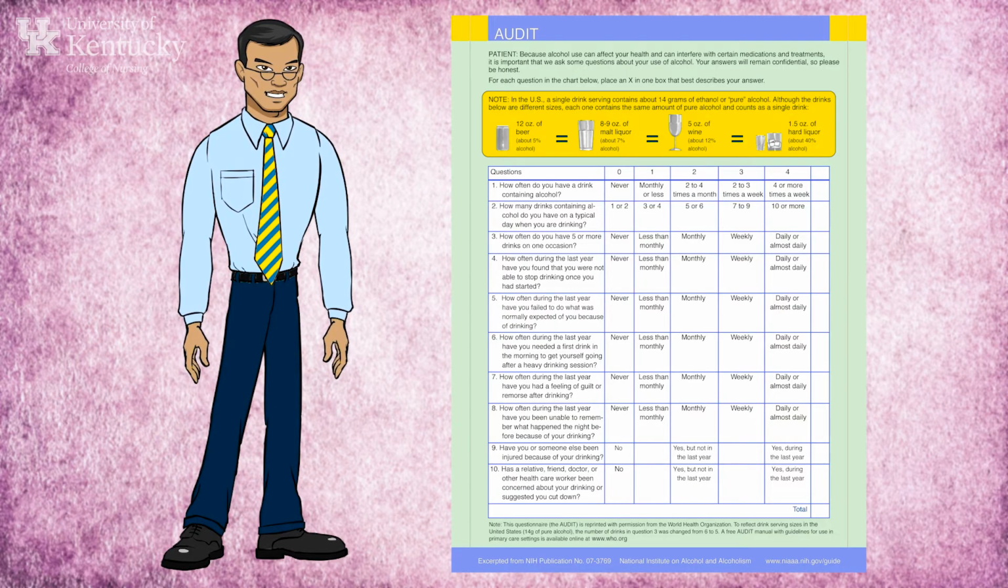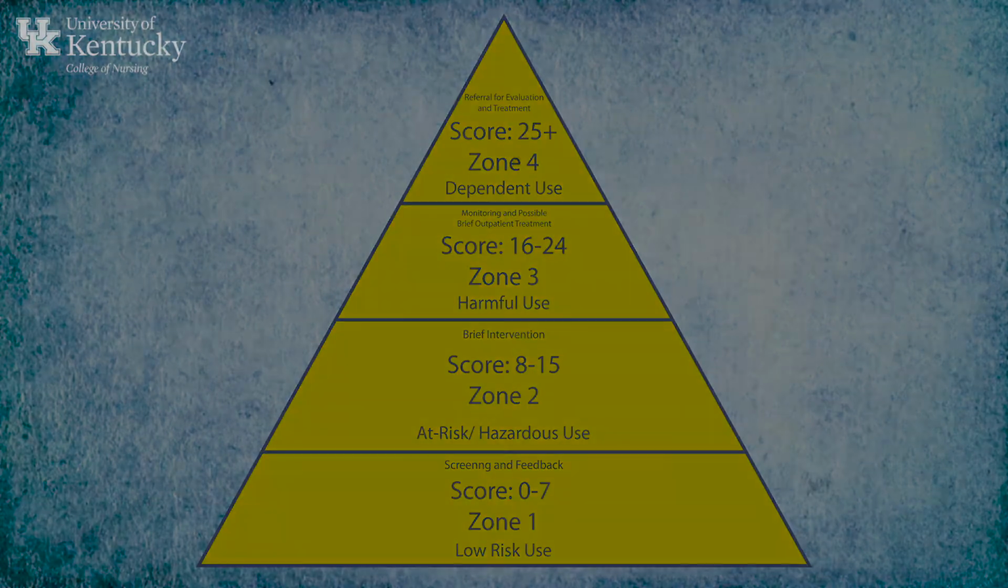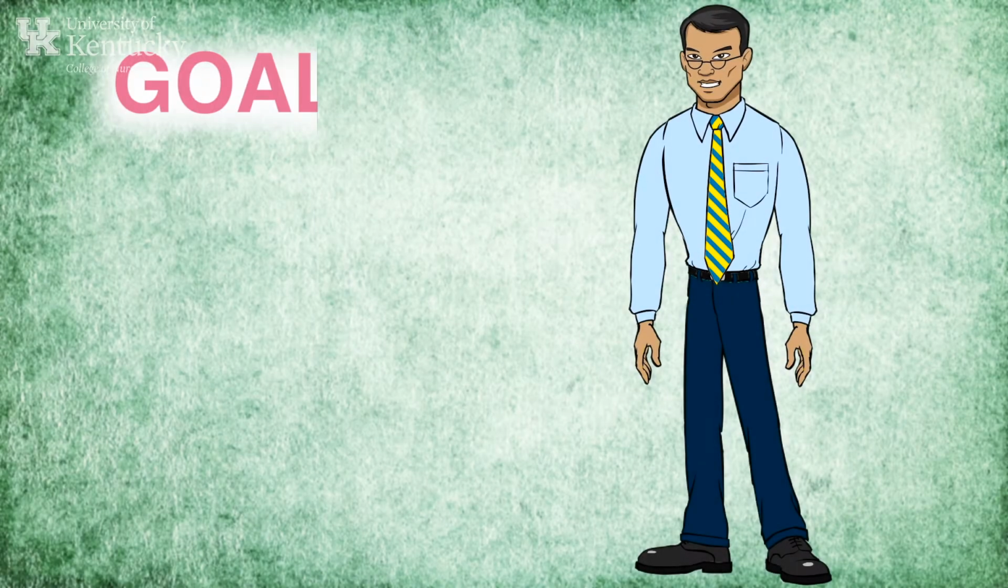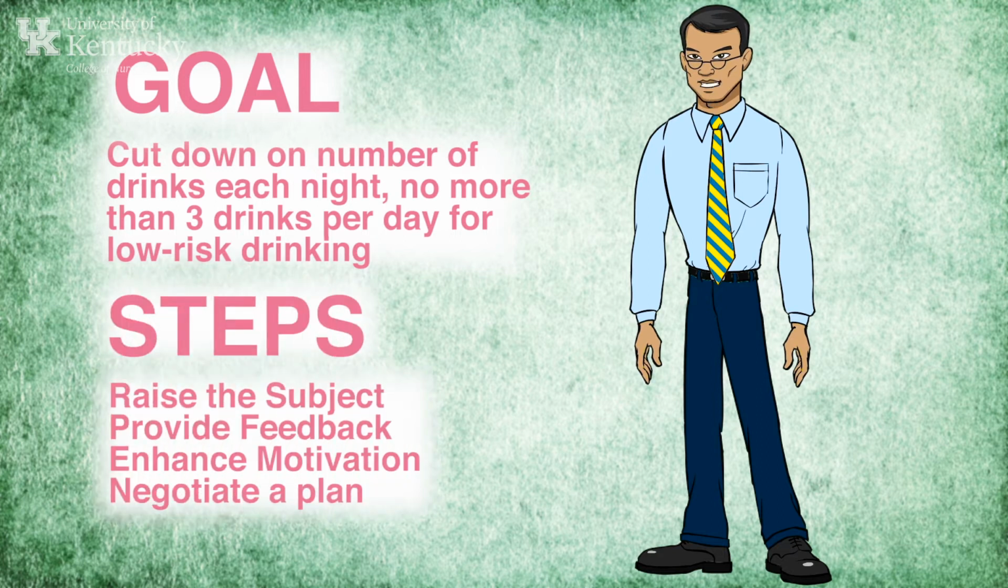Let's conduct an alcohol screen using the AUDIT tool. Mr. Wilson scored an 18 on his AUDIT screen. Let's have a look at what his score means. The goal for Mr. Wilson is to cut down his total number of drinks per night and limit to 3 drinks per night. He should have no more than 7 drinks per week. We'll use the following steps: raise the subject, provide feedback, enhance motivation, negotiate a plan.